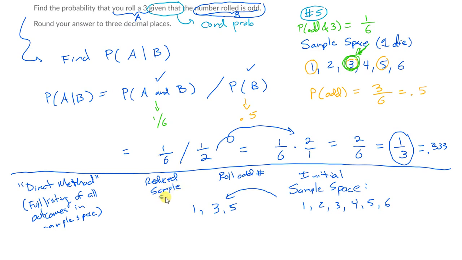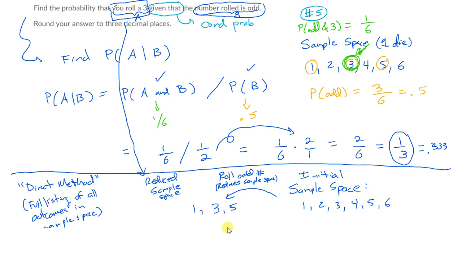The way we create a reduced sample space is we assume that the initial event has occurred, and that wipes out certain initial sample space elements. The 2, the 4, and the 6 are no longer possible because we know we've rolled an odd number. So instead of saying roll a 3, given that the number I rolled is odd, I'm just going to say what's the probability of rolling a 3 using the reduced sample space. Given that the number rolled is odd reduces the sample space to 1, 3, 5.